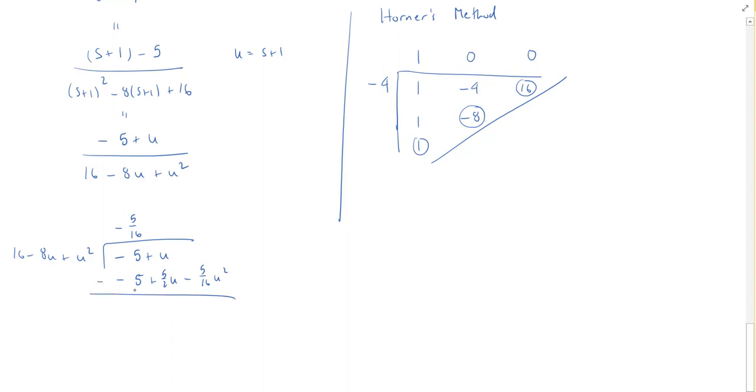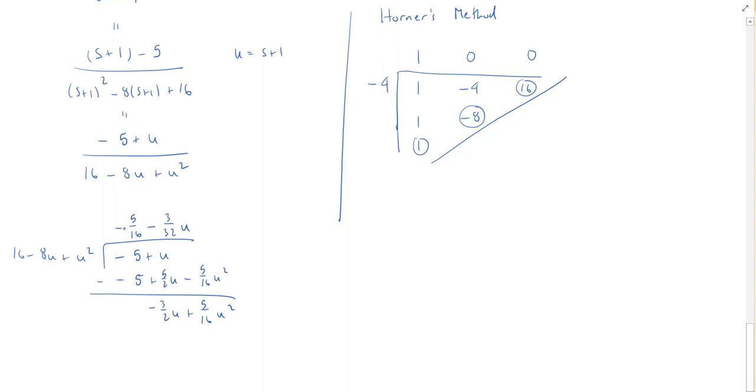I subtract. This is 0. u minus 5 halves u is going to be -3 halves u. And then we have plus 5 over 16 u squared. Okay, this is the first coefficient of my power series. All right, now I go to get the second coefficient. What do I multiply 16 by to get -3 halves u?